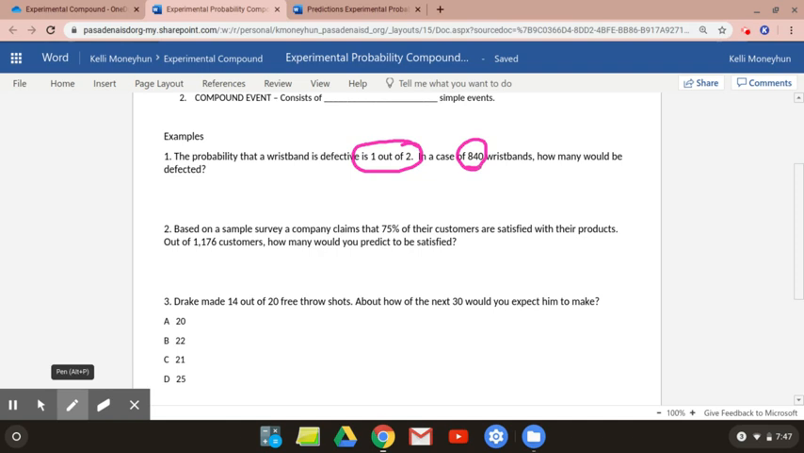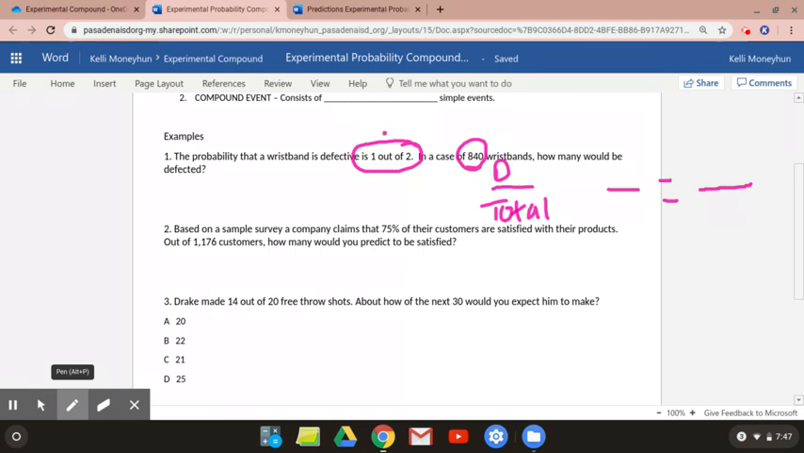Okay, so we are predicting the amount that will be defective. Predictions mean to set up a proportion. Okay, I'm going to write it over here. You guys just write it wherever you need to, okay? So let's set up a word ratio first. My word ratio, remember the total is always on the bottom, and then on top will be D for defective, okay?